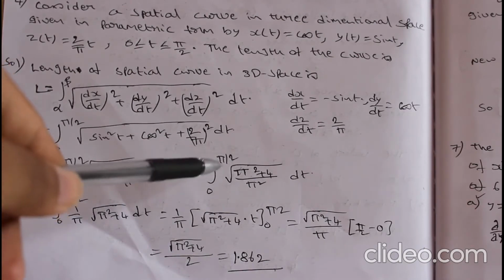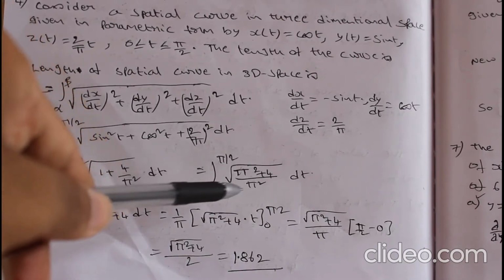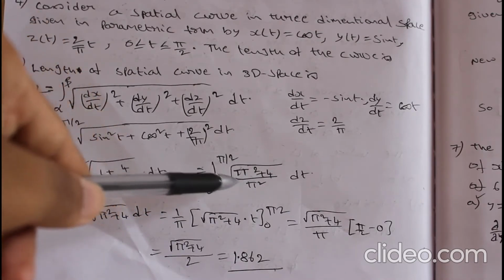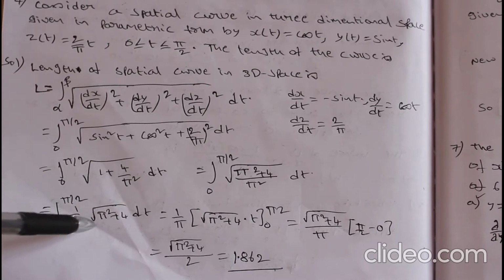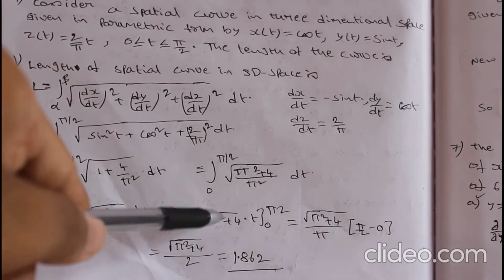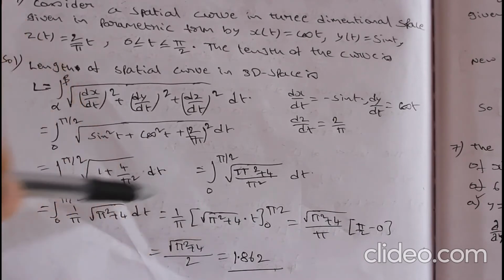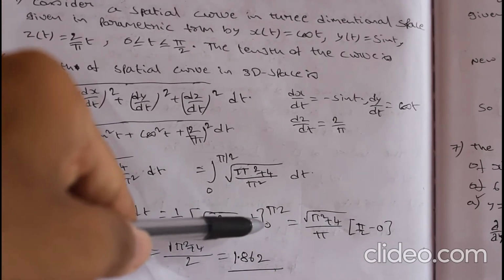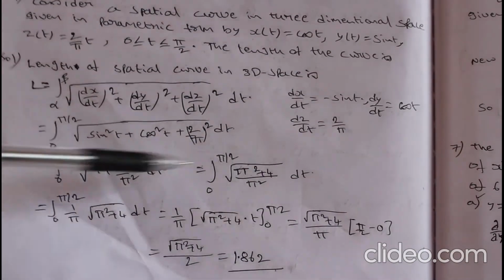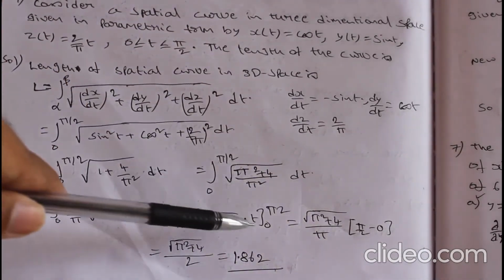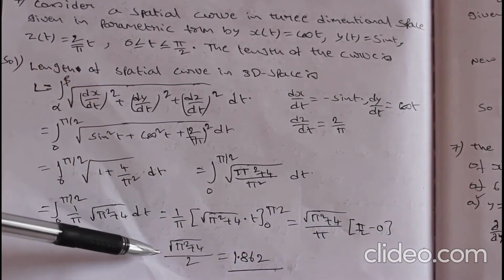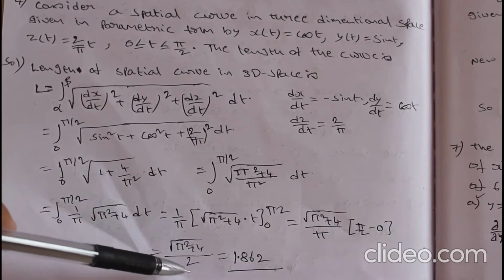That is equal to integral from 0 to pi by 2 of the square root of (pi square plus 4) by pi square dt. The square root of pi square is nothing but pi, so 1 by pi times the square root of (pi square plus 4) dt, that is equal to 1 by pi times the square root of (pi square plus 4) into t, the integration of a constant, with limits 0 to pi by 2. That is equal to the square root of (pi square plus 4) divided by pi, after applying the limits, pi by 2 minus 0. So pi gets cancelled, and we get the square root of (pi square plus 4) divided by 2.